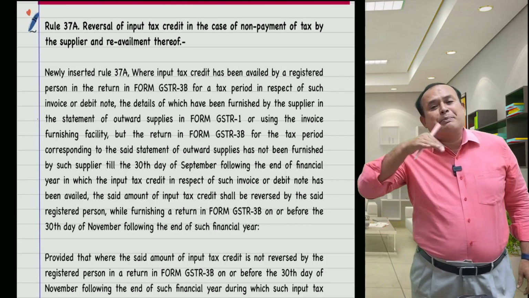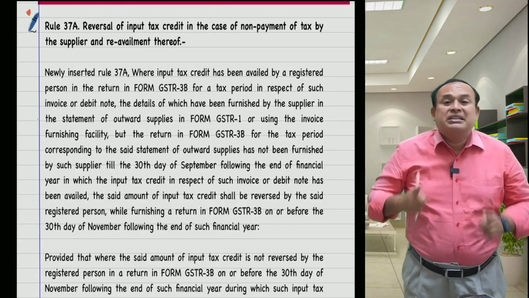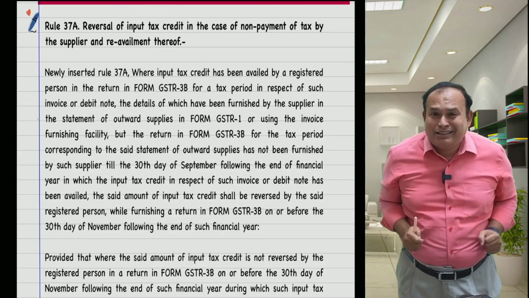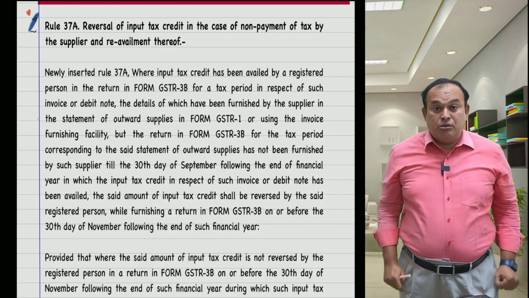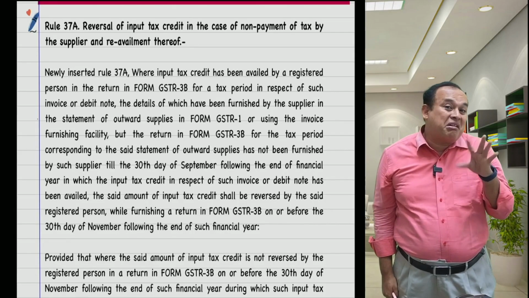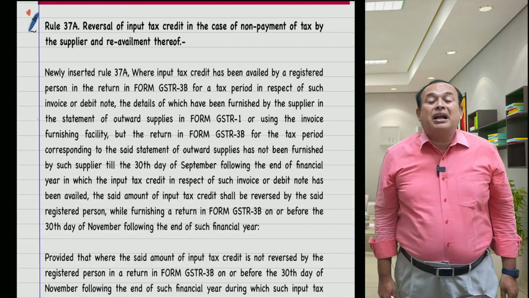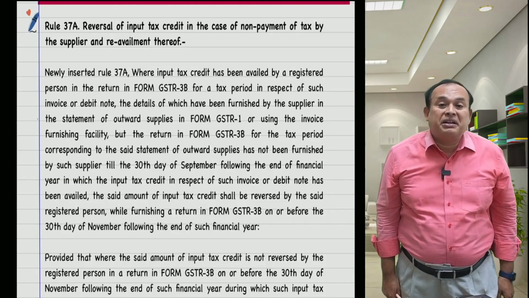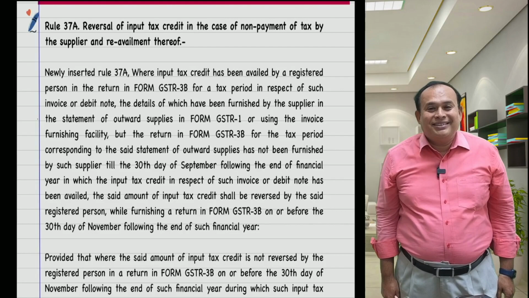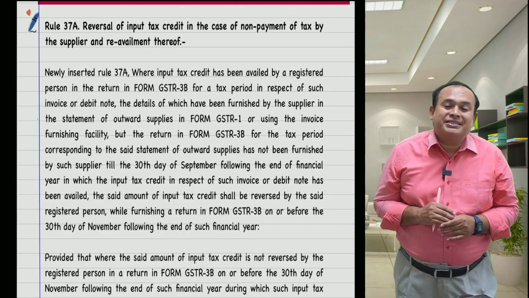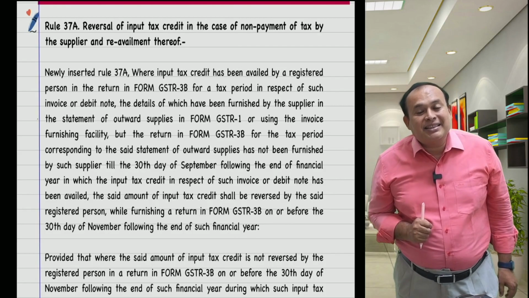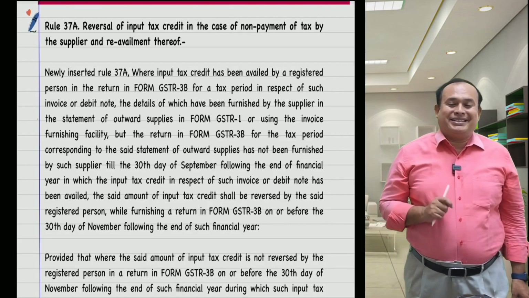Even by 30th September of the succeeding financial year, if this supplier does not pay the tax liability of rupees 18,000, then, hey recipient, your supplier has not paid the tax even by 30th September of the succeeding financial year. Now you reverse the credit. When to be reversed? On or before 30th November you should reverse the credit.